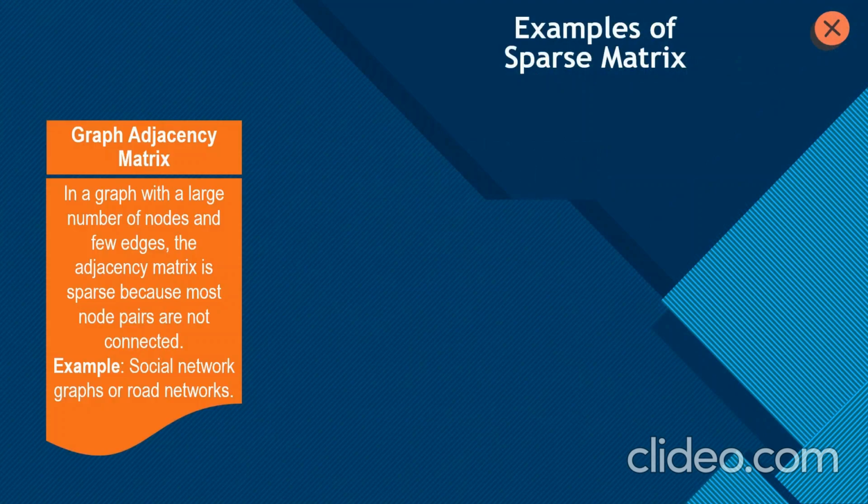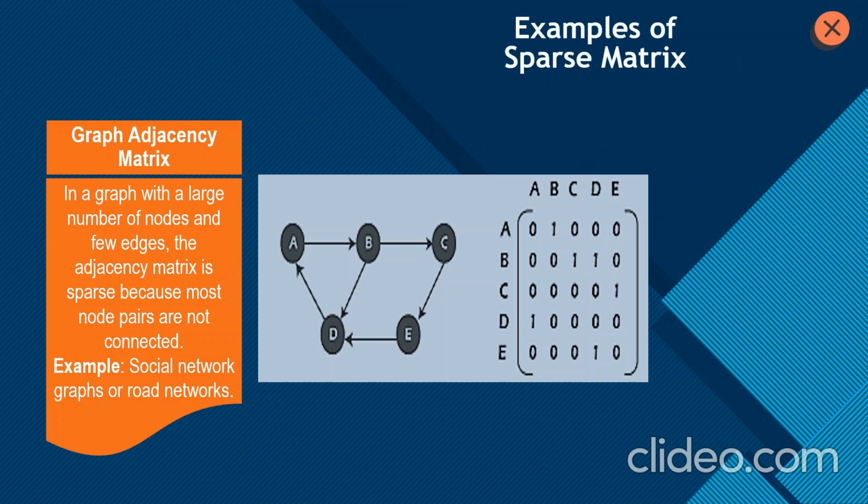So what could be examples of a sparse matrix? A graph adjacency matrix. In a graph with a large number of nodes and few edges, the adjacency matrix is sparse because most node pairs are not connected, as you can see in the diagram. We are taking the diagram of a graph in which the nodes are shown as A, B, C, D, and E, while the edges are represented by the arrows between the nodes. Here you can see an arrow from A to B. It means that there is a path between node A and node B. That means they are connected.